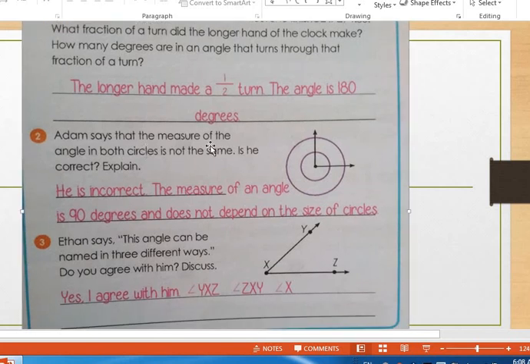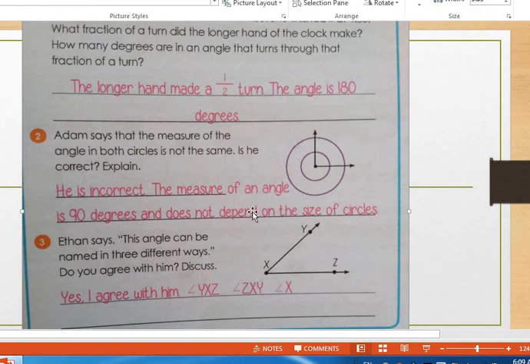Adam says that the measure of the angle in both circles is not the same. Is he correct? No, of course he's not correct. He's incorrect. The measure of the angle is 90 degrees and doesn't depend on the size of the circles. It doesn't matter if the size is small or big. It's the same angle in all sizes of circles.